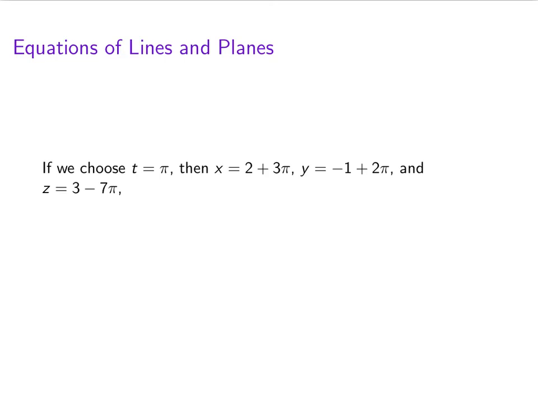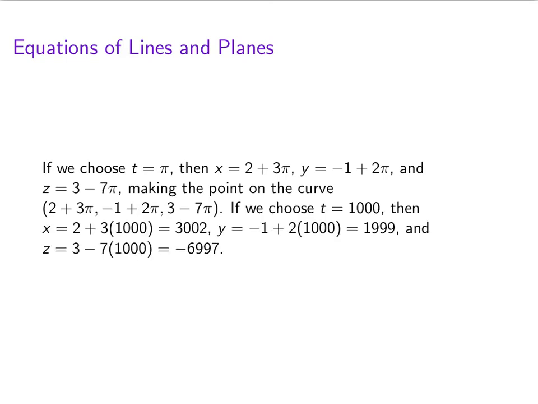Now if we choose t equals pi, then x will be equal to 2 plus 3 pi, y will be -1 plus 2 pi, and z will be 3 minus 7 pi. That makes the point on the line (2 plus 3 pi, -1 plus 2 pi, 3 minus 7 pi).